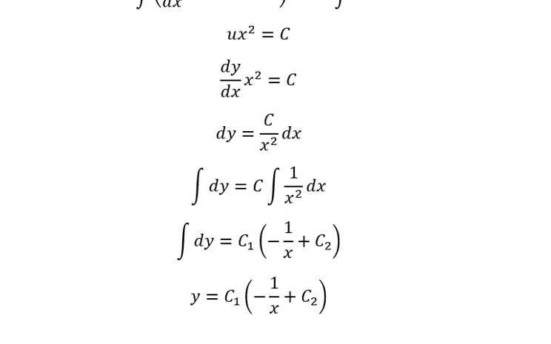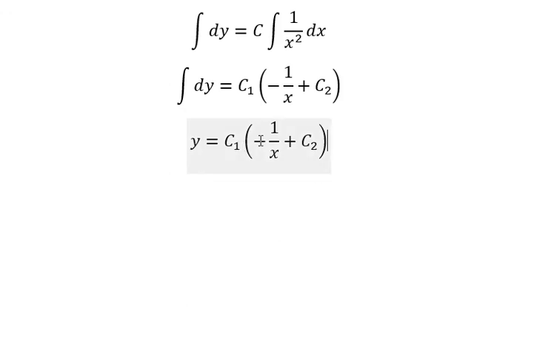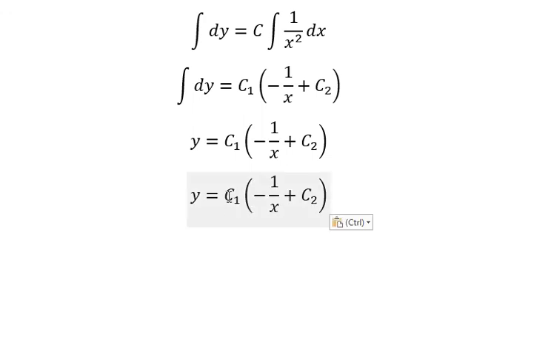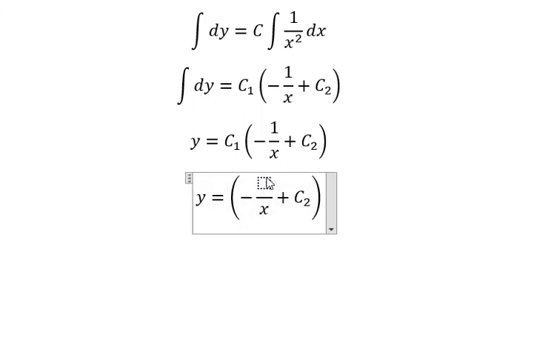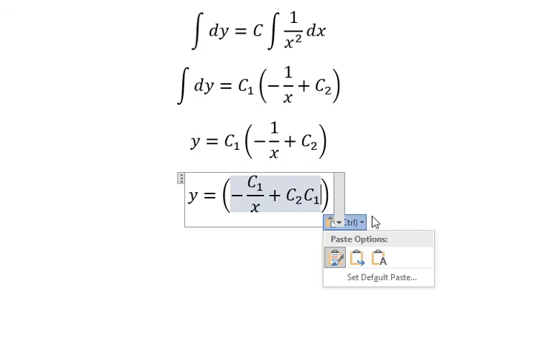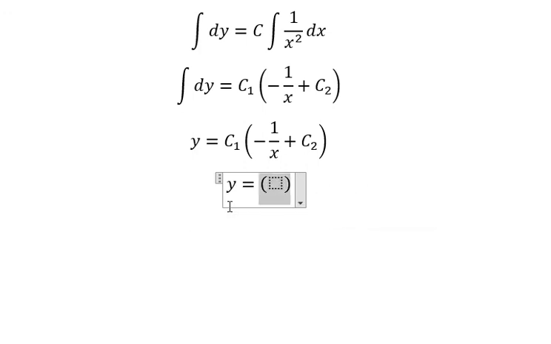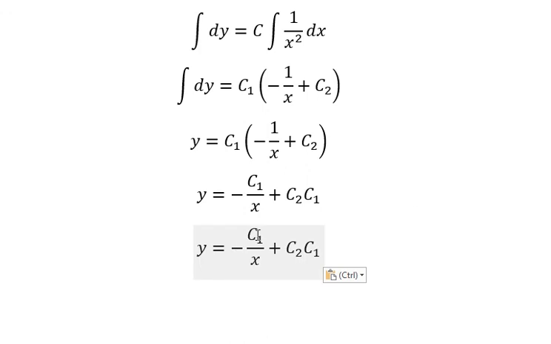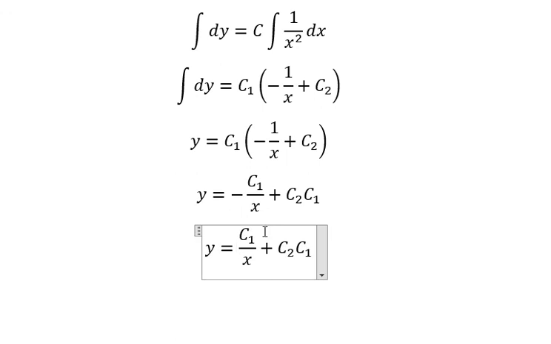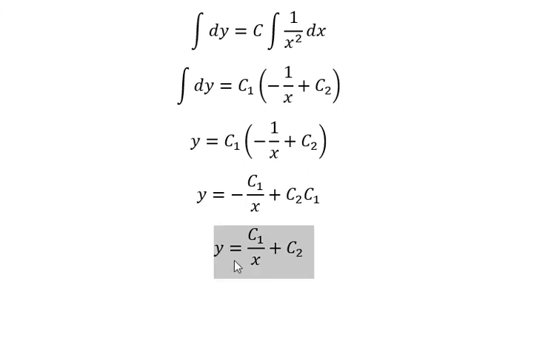Next, c number 1 multiplied by negative 1 over s and c number 2. Now, we know that negative with c number 1, they are still a constant value. So we can simplify like this. c2 with c1, c2 and c1, they are still a constant. So we can simplify and write like this. And this is the final answer.